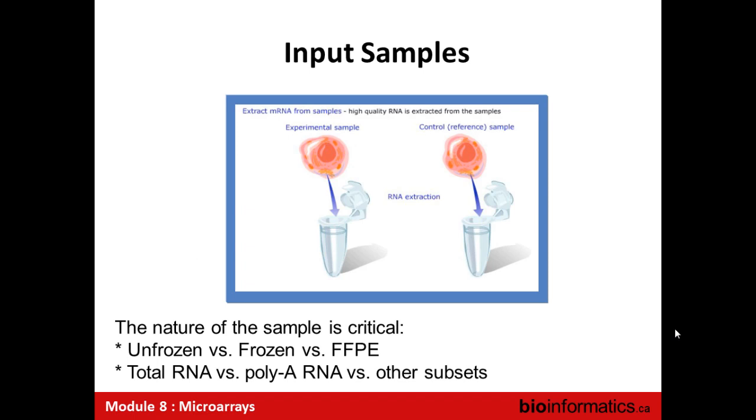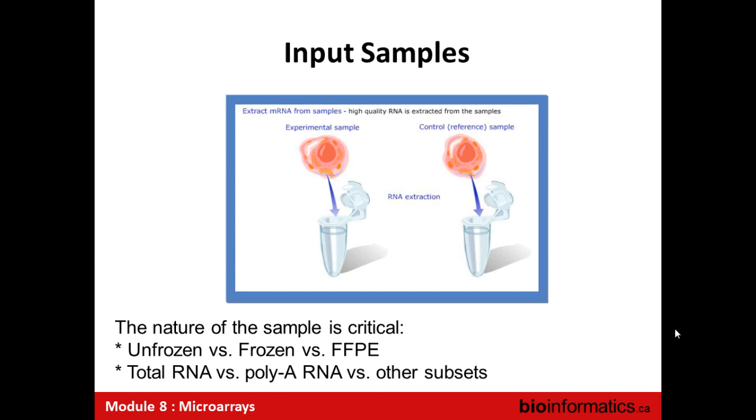So, the fundamental nature of an array. We start off with some sort of a sample. Typically, we're going to have a couple of samples. We might have samples across a clinical range, different types of diseases, or different patients with different outcomes. And we're going to extract DNA or RNA to put onto the microarray.